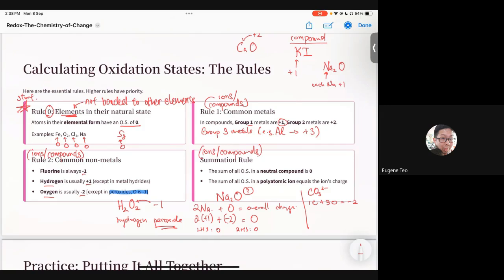So this is where you can calculate the oxidation state. In this case here, for carbon, I don't know the oxidation state, but I know oxygen is -2, and the whole thing adds up to the overall charge, which is -2. So if you do the math, carbon equals -2 plus 6. The carbon oxidation state here will be +4. So the summation rule is also to help with finding unknown oxidation states.